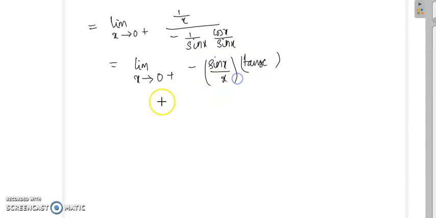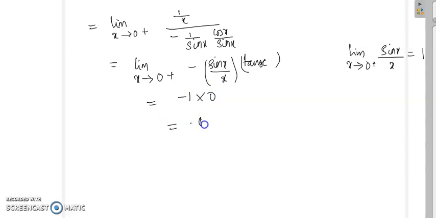Okay, now limit x tends to 0 of sin x by x is a standard limit. So limit x tends to 0 plus sin x by x is equal to 1, and limit x tends to 0 plus tan x, tan 0 is 0, so that will be minus 1 into 0, so you will get 0. So the limiting value is 0 in that case.